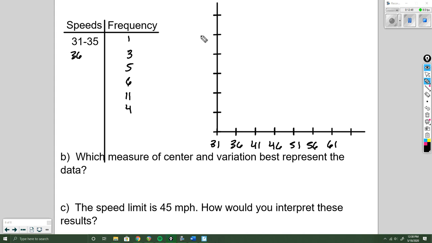Now, since we have to get up to 11, and I'm not going to go up by 1s, we're going to go up by 2s here. You could choose something different, of course, but that's what I'm going to do.